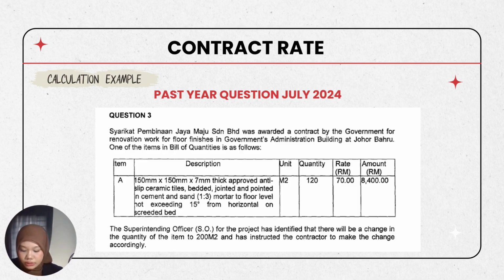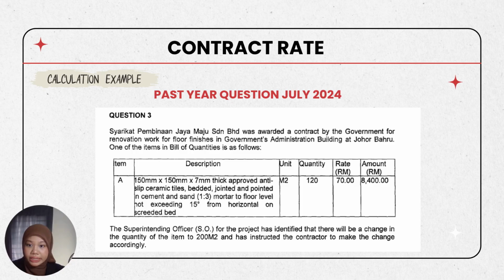So the superintending officer, SO, for the project has identified that there will be a change in the quantity for the item to 200 square meters and has instructed the contractor to make the change accordingly. According to the question, there is a change in the quantity of the item only, which is to 200 square meters, but the item and the others are not being changed, and the variation is only on quantity.